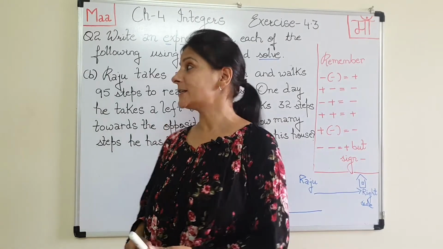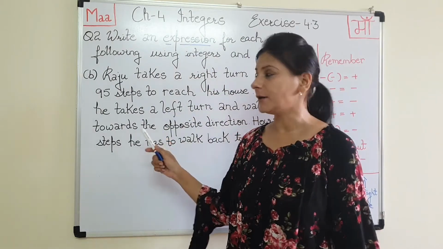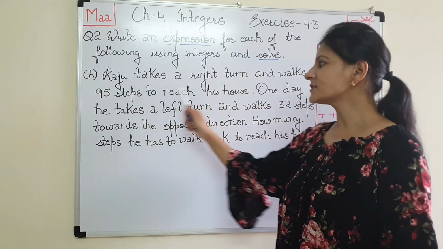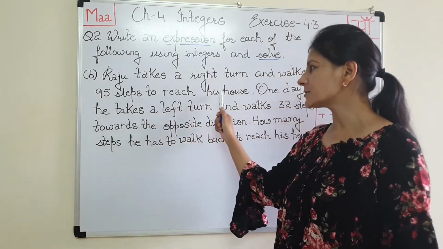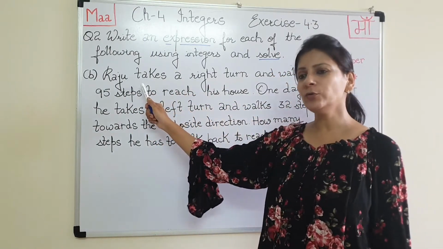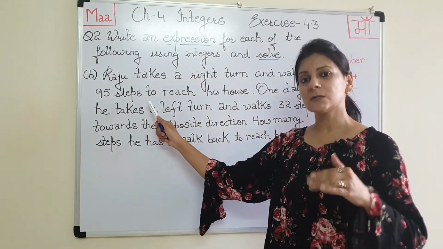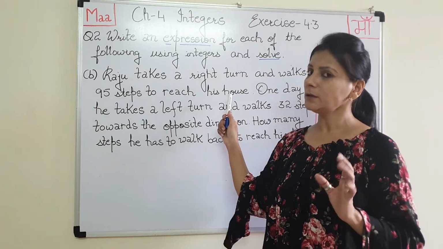Yes students, let us now move on to B part. It is Raju takes a right turn and walks 95 steps to reach his house.